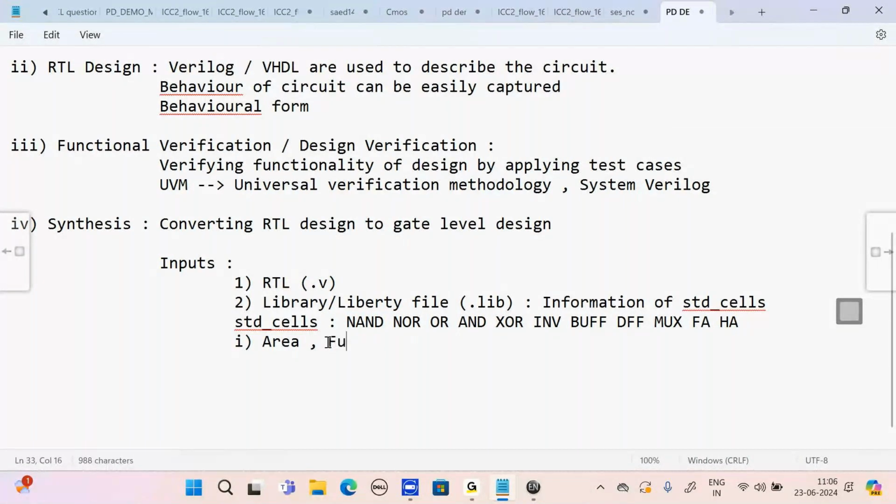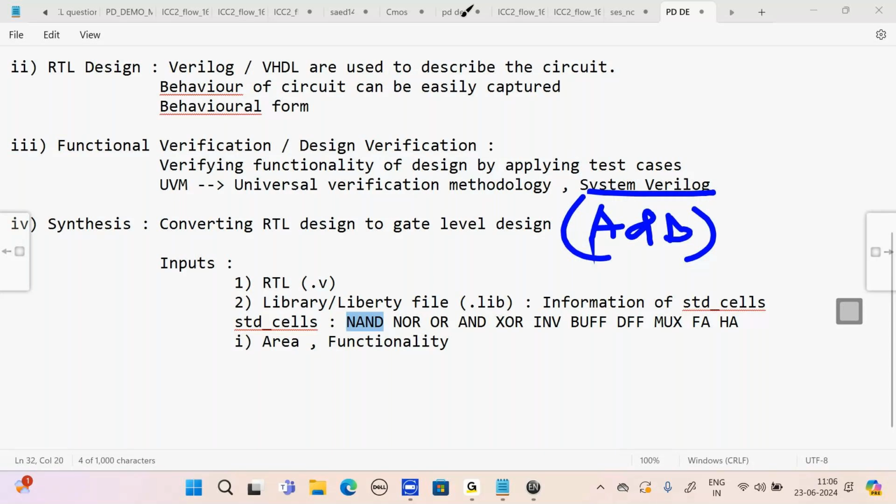functionality. Functionality means what will the NAND gate do? What is the functionality of a NAND gate? For example, inputs are A and B. It will do A and B, the whole bar. Correct? That is the functionality of a NAND gate. So that is called functionality, the functionality equation of what it will do.